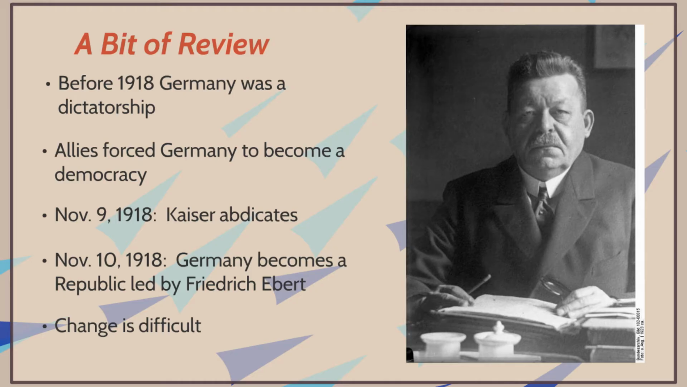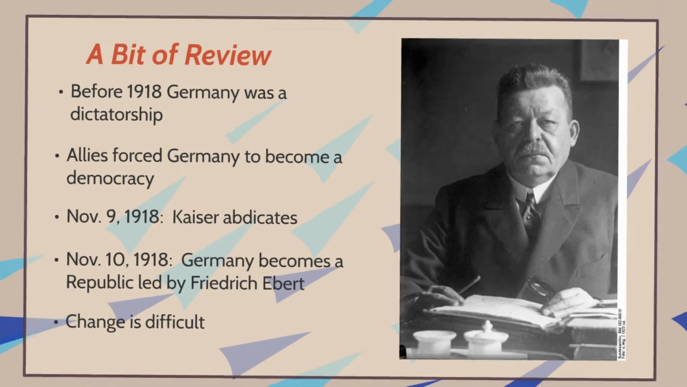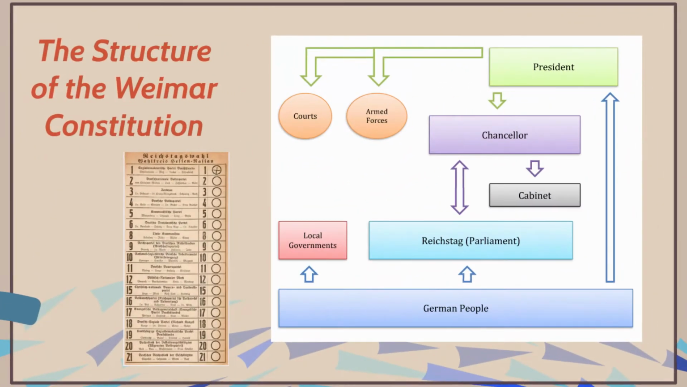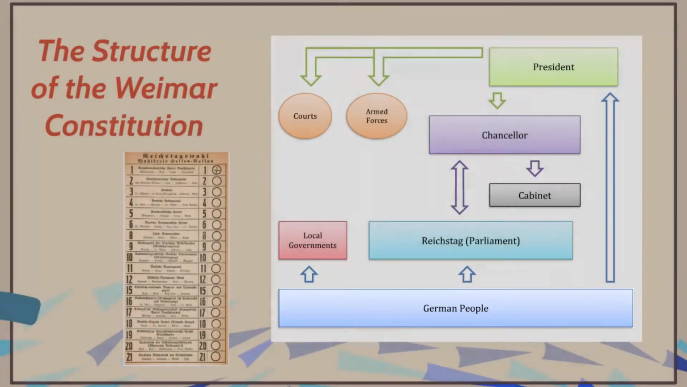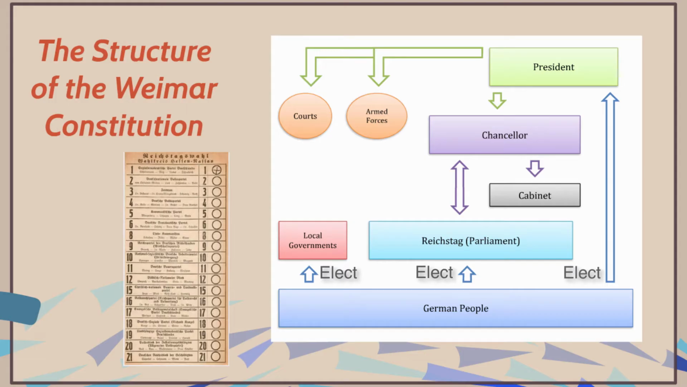And from February 1919 to August 1919, meetings were held in Weimar to develop a new German constitution. Remember that the government was moved to Weimar because of political violence in Berlin. And basically, the constitution set out the structure of the German government, and this is how it worked. At the bottom of this diagram, we have the German people. The German people were able to elect representatives to local governments, to the Reichstag, which is the German parliament, and they directly elected the president every 7 years.